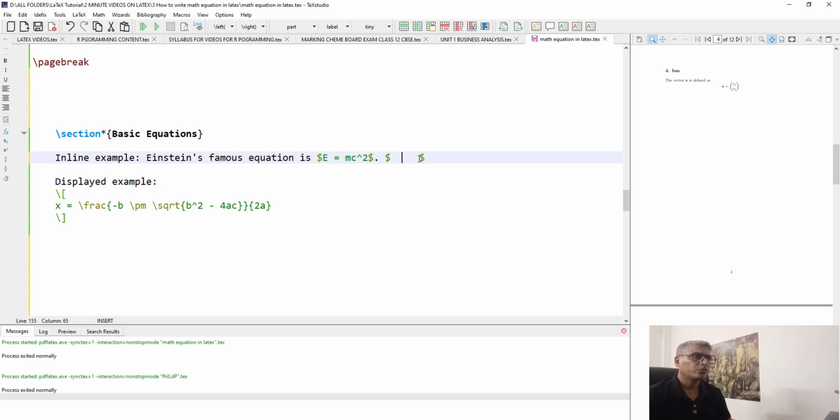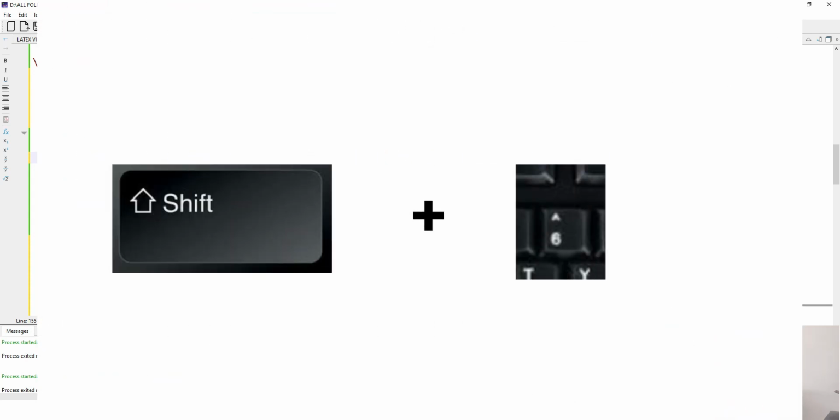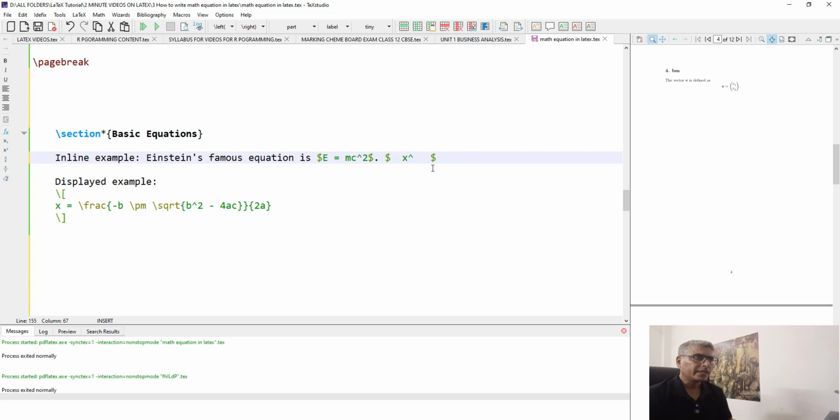For example, if you have to write x raised to the power 2, then you can simply type x, and you have to press shift plus the 6 number key to write this particular symbol, which is used to write raised to the power. That means if we are using x raised to the power 2, then we can use this particular symbol and write 2 here. So let's see the output here.